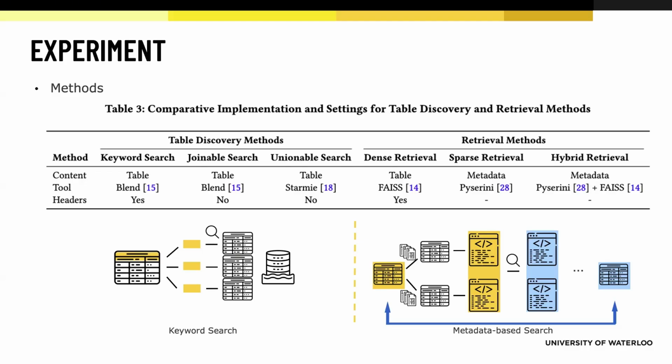And what about whether we include the headers of the table? By default in the table discovery methods, they are not included. However, for the keyword search, we must include them, because most of the time we are dealing with numerical tables, so they might not contain much semantic information. By including the headers, we make the keyword search really work and be comparable.